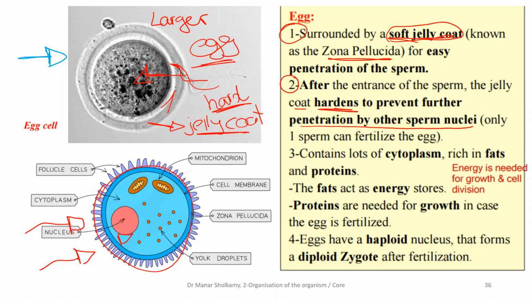The egg cell contains lots of cytoplasm and it contains lots of fats and proteins. The egg cell is like the mother. The mother is always feeding her child. This egg cell contains lots of fats and lots of proteins in case fertilization is successful. So in case there is successful fertilization, these fats and proteins will be used by the zygote to grow. The fats provide energy and the proteins are important for the growth of the baby. Eggs also have a haploid nucleus. I hope you understand what is haploid by now. This is a nucleus with half the number of chromosomes, because they are waiting for the sperm. The sperm also has the other half. When they fuse, they will form a diploid zygote.